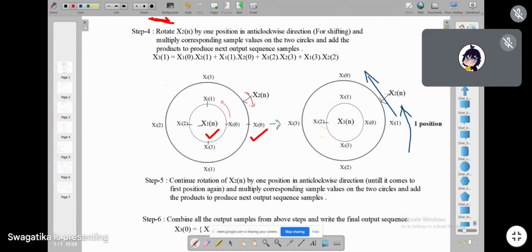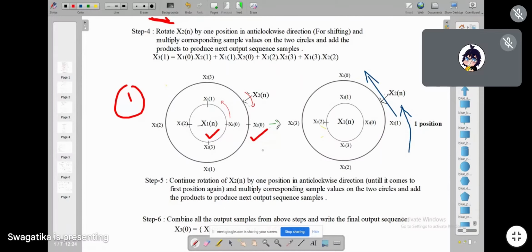So I am just rotating this x2 of n one position in anti-clockwise. I am just shifting the samples one position in anti-clockwise manner. So you can say this is the first one. Yes or no?